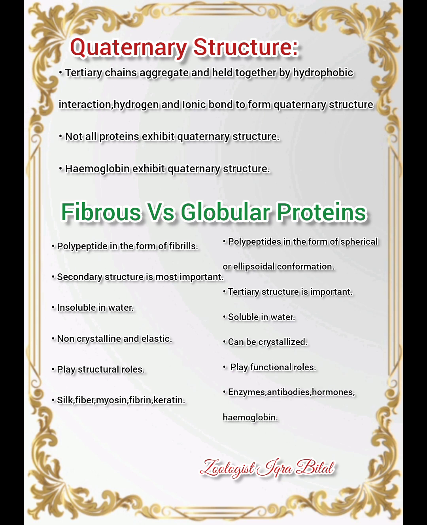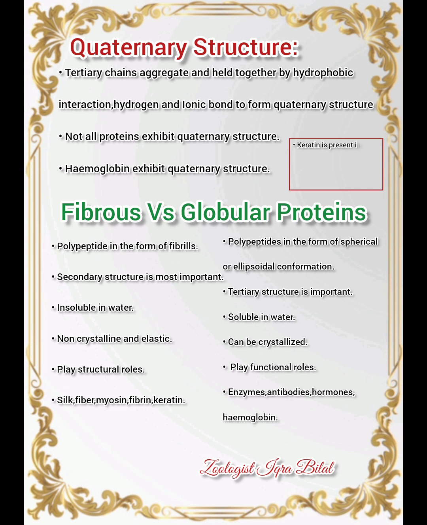Now globular proteins. The polypeptide is in the form of a spherical or ellipsoidal formation. Tertiary structure is important. They are soluble in water. They can be crystallized. They play functional roles. For example, enzymes, antibodies, hormones and hemoglobin. These are very important. Examples of fibrous and globular proteins are very important for MCQs in PPSC exams.